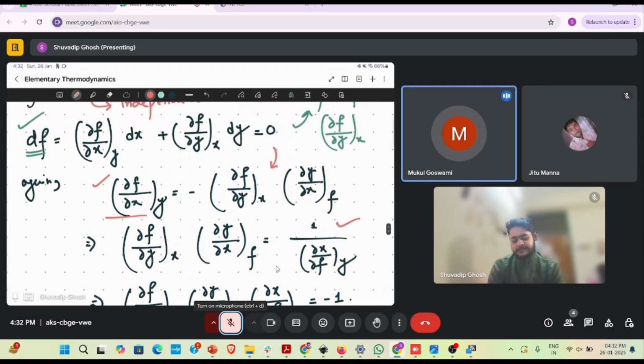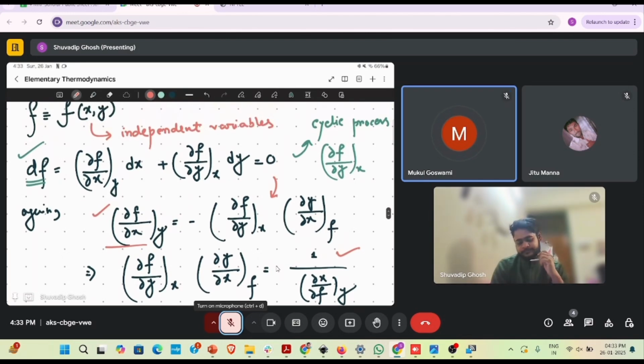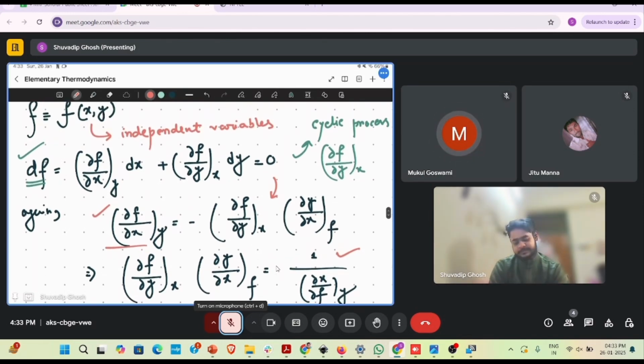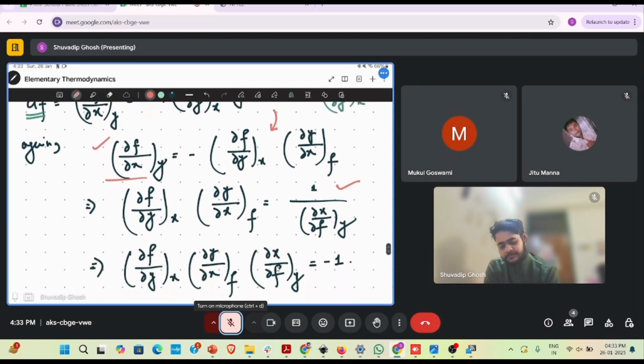Just check it. In the second line, it is 1 or minus 1. In the next line, this will be minus one, obviously. Obviously, it will be minus one. From there only this minus one came, no? Okay, is this clear? Is there any doubt?